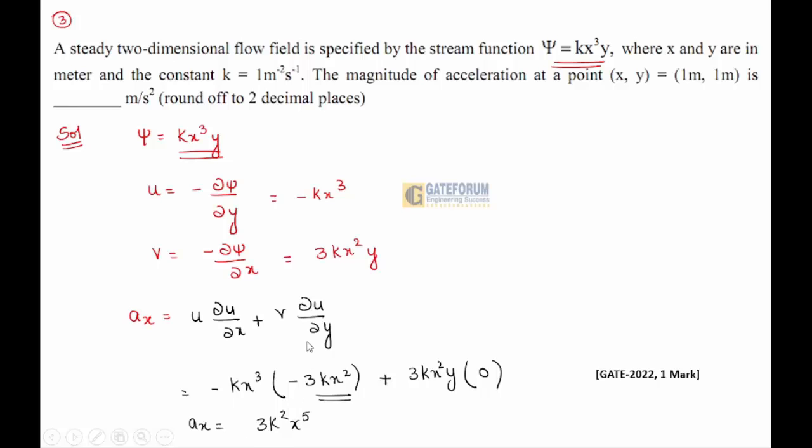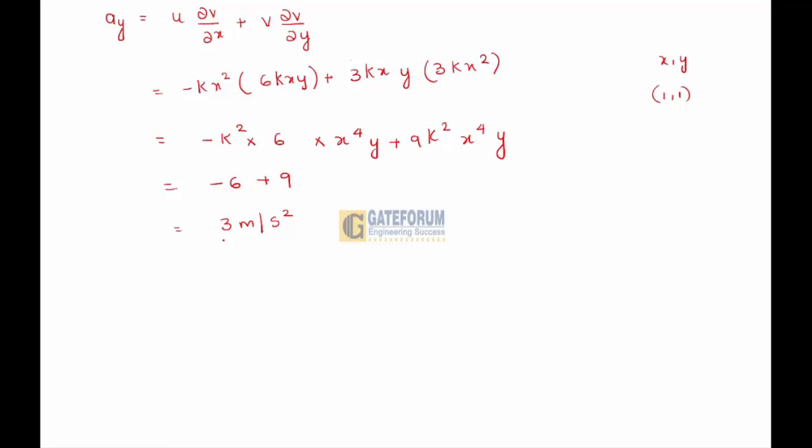Ax is how much? Ax also will be 3 meter per second square, because k is 1, x is also 1. Ay is also 3 meter per second square. Finally, total acceleration, or resultant, is ax square plus ay square, which will be root 9 plus 9, that is 3 root 2 meter per second square.